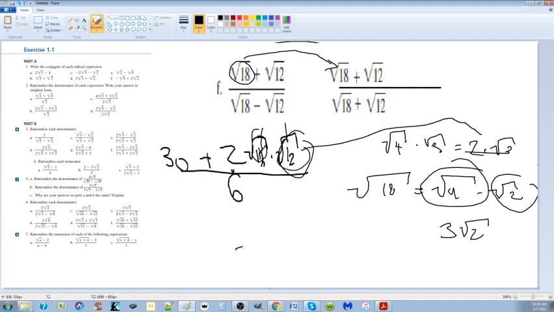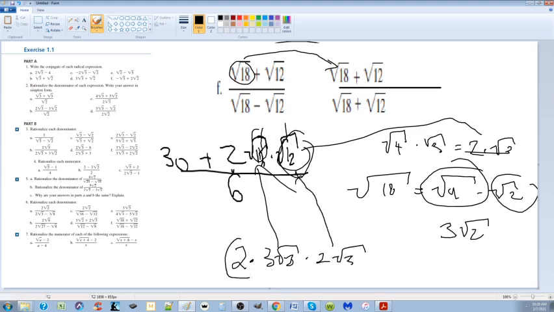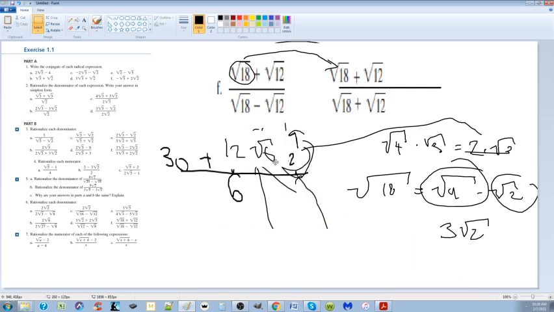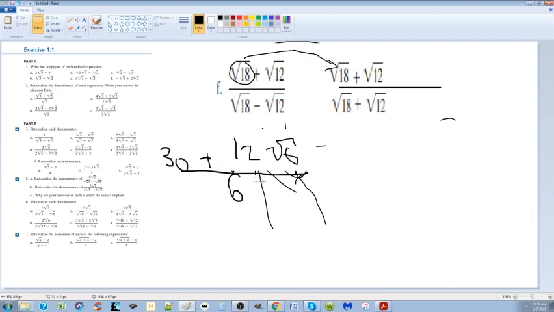So what I'm left with up top is 2 times 3 square root of 2, that's the square root of 18, times 2 square root of 3, that's the 12. My 2 times the 3 times the 2 becomes 12. My square root of 2 times square root of 3 becomes square root of 6. So I can see that my top can just become that. And you might say, why? Well, it's simpler to write this than the long mess I had.